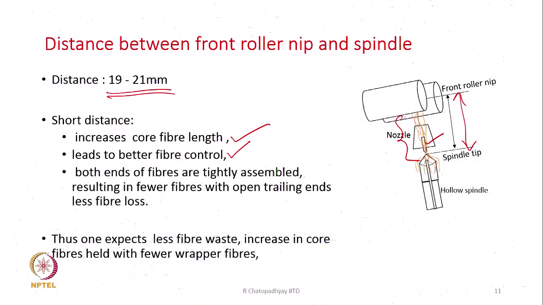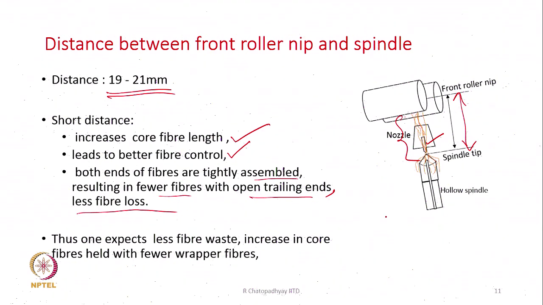So, if the length is short, then the control will be better. If the length is long, then control will be less. When both the ends of the fibers are tightly assembled, resulting in fewer fibers with open trailing ends, it will lead to less fiber loss.